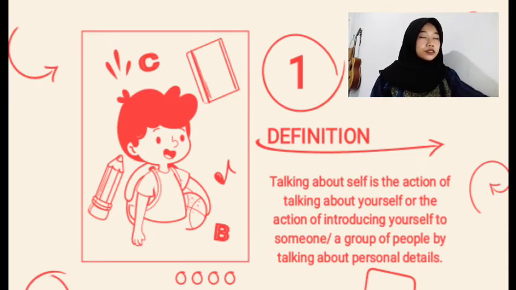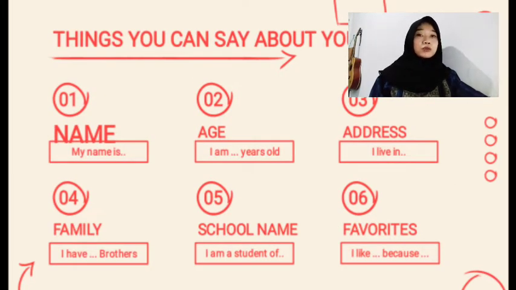We have the definition of talking about self. You can see that the definition of talking about self is the action of introducing yourself to someone or a group of people by talking about your personal details. So this kind of text can be found in dialogue and also letter and other text. In talking about self, you need to mention.